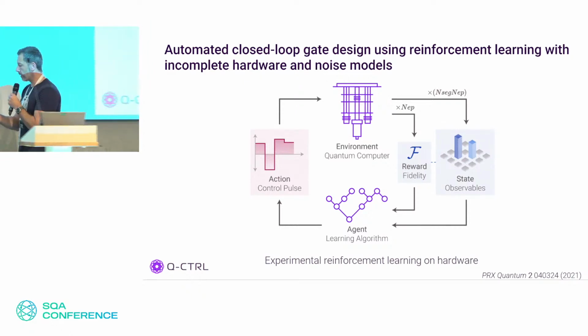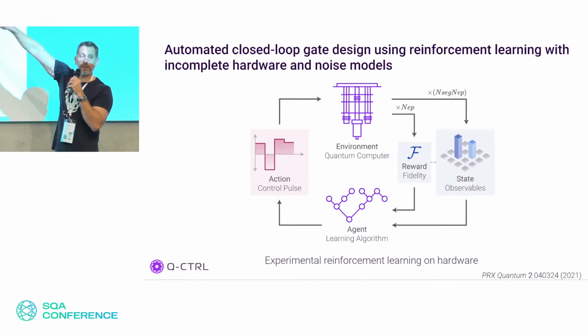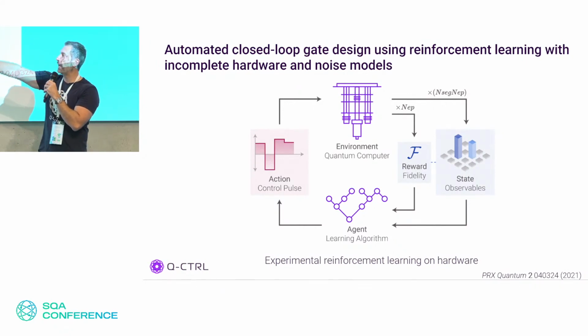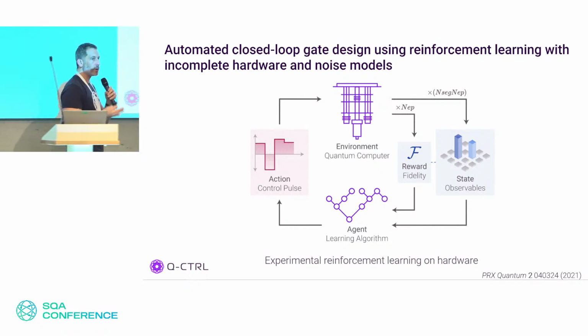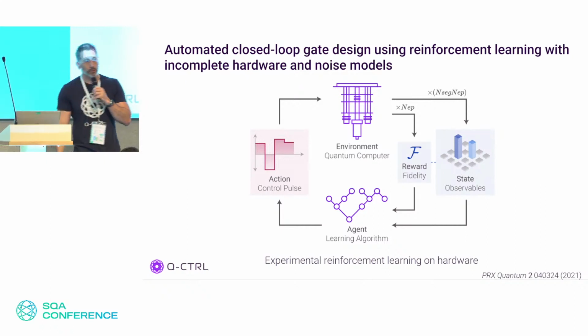And in this particular approach, in the loop, what we see is that we can perform measurements on the quantum computer. We can feed those measurements into the agent. The agent can decide what to try next. This is the notion of closed loop control. But more specifically, what we did in this particular experiment was look at something called deep reinforcement learning.